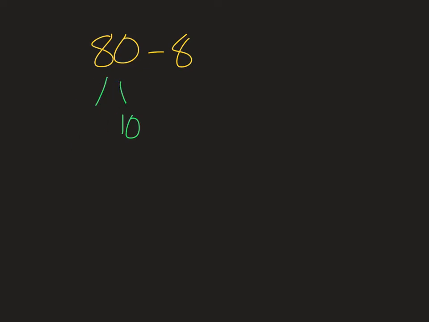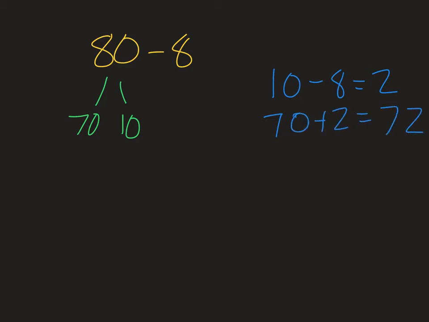Well, if you've been counting by tens and doing your practice, you know that 70 is the other component when you pull out 10 from 80. From there, we can go ahead and do our steps. 10 minus 8 equals 2, an easy question for us to do. And then we have to add in the other things. 70 plus 2 equals 72. And that is our answer.